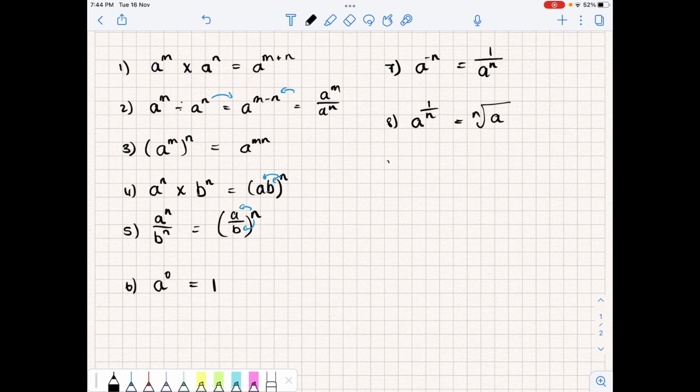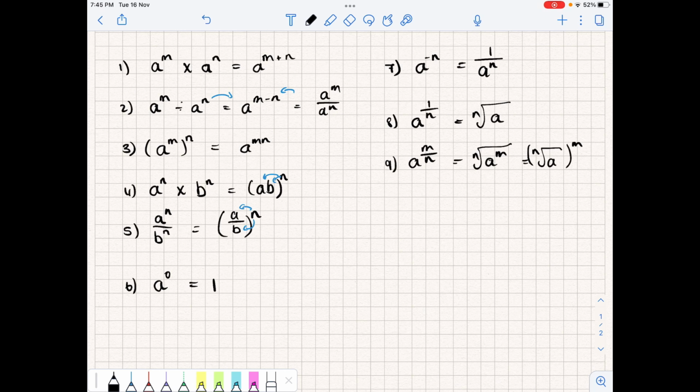And finally, rule number 9, if we have a number which has been raised to some power divided by some other number, this can be rewritten two ways, either as the root of the denominator, the base raised to the numerator, or alternatively we could have the base rooted by the denominator and everything raised by the numerator. They are interchangeable, those two expressions.